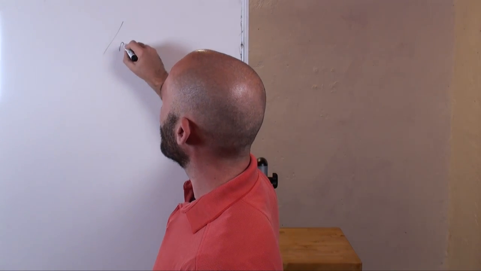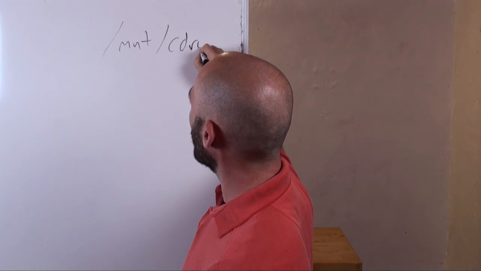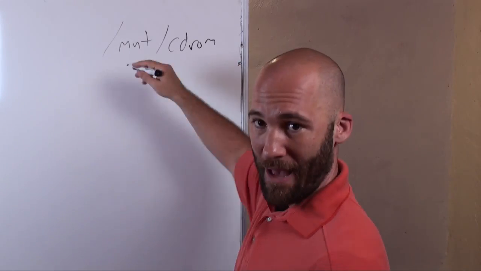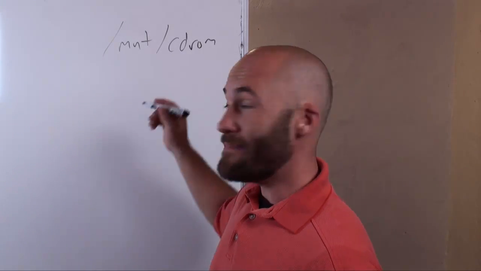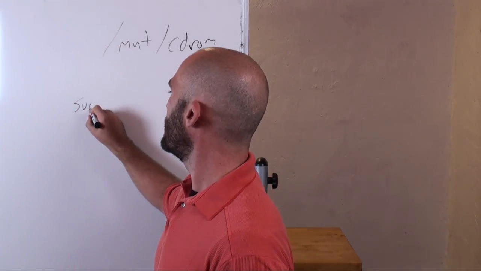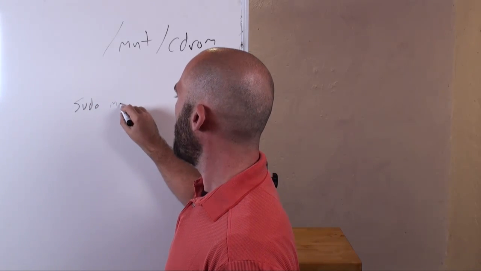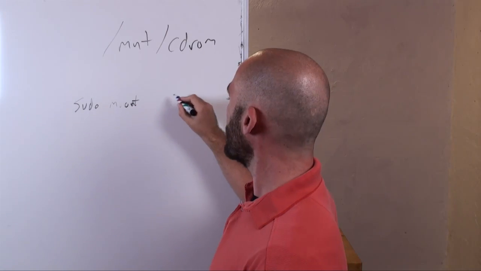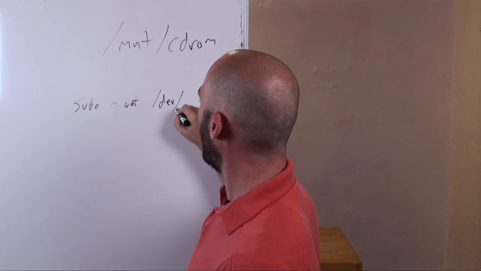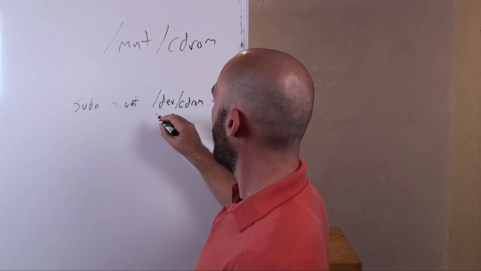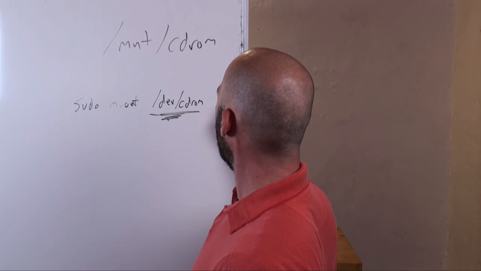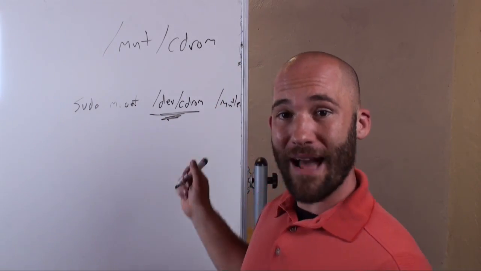So what you're going to do is make a directory, /mnt/cdrom. This is a folder that you create: sudo mkdir /mnt/cdrom. Then all you do to mount to this folder is sudo mount, and then /dev/cdrom. This will always be the same for Ubuntu. We'll put this in the notes. And then you do /mnt/cdrom. This will mount your CD-ROM drive.